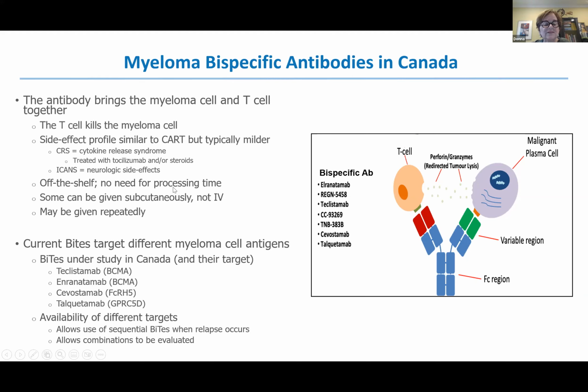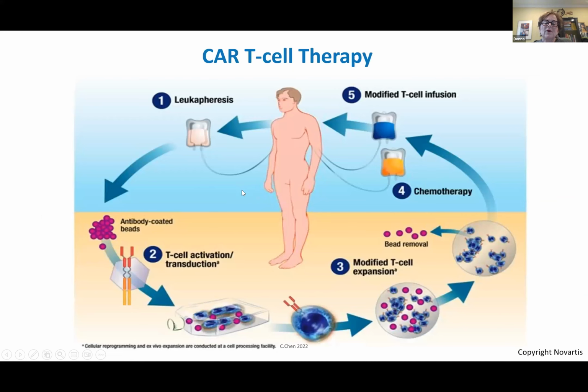There's no time for processing them. They can be given under the skin intermittently. They can be stopped and restarted, and certainly are worthy of further development. But here we are with our main focus of today's presentation, and that's CAR T cell therapy.